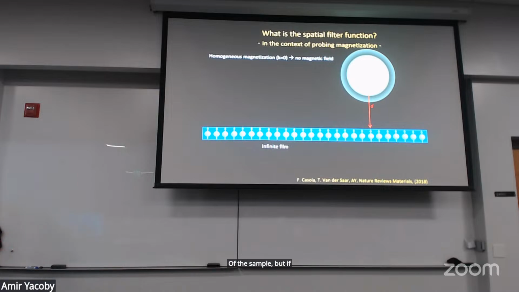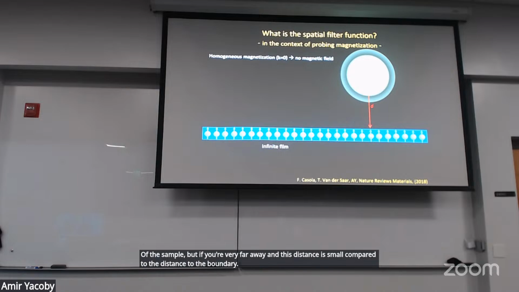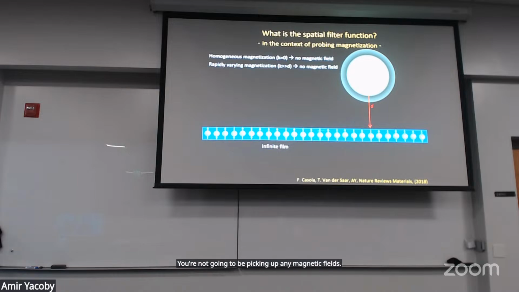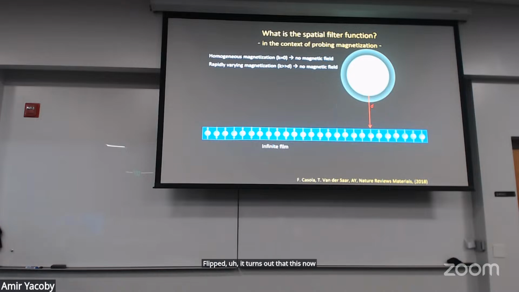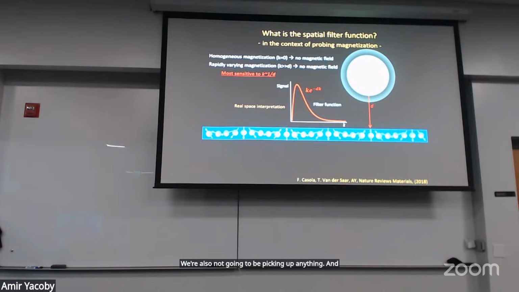But if you're very far away and this distance is small compared to the distance to the boundary, you're not going to be picking up any magnetic fields. You can ask, well, what happens if my magnetization is like an antiferromagnet? So every second spin is flipped. It turns out that this now is generating magnetic fields, but because the wavelength of this oscillation of the magnetization is so much shorter than this distance, we're also not going to be picking up anything. And we're going to be picking up magnetization optimally whose wavelength is given by the distance to the NV.